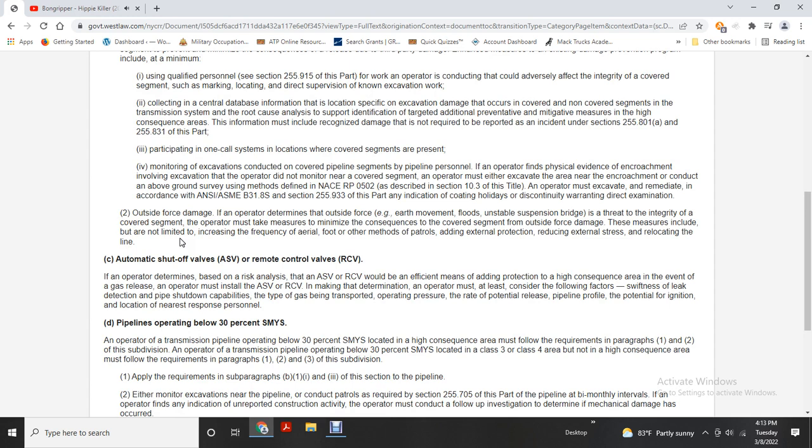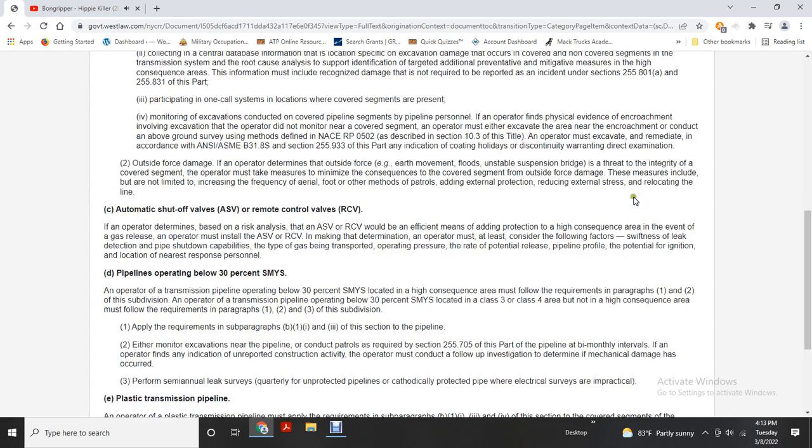If the operator finds physical evidence of encroachment involved with excavation near the operator's pipeline, but did not damage the covered segment, the operator must either excavate the area of the encroachment or conduct an above-ground survey using a method such as NACE RP0502. The operator must excavate and remediate in accordance with ASME B31.8S, Section 255.933, the part indicating the coating, holidays, discontinuing warning, and direct examination.